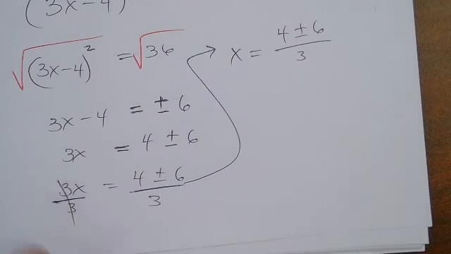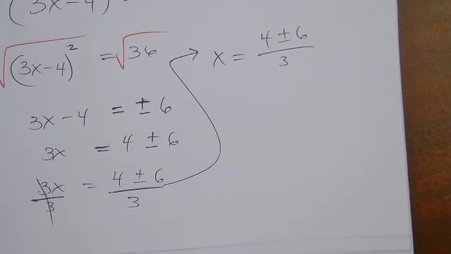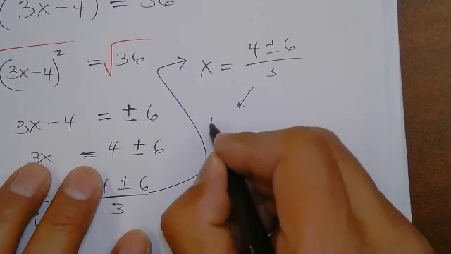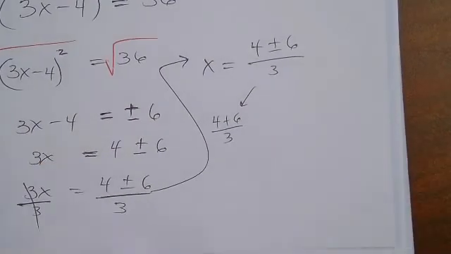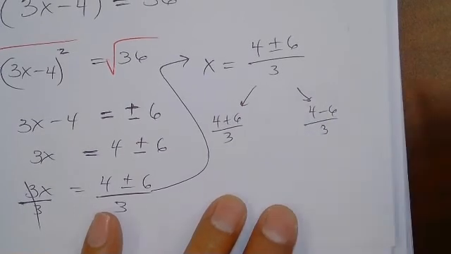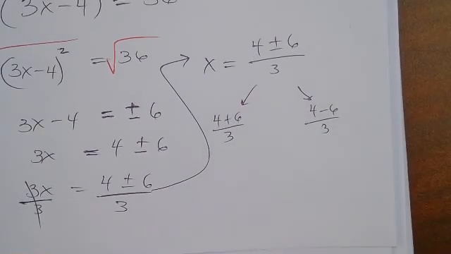X is equal to 4 plus minus 6 over 3. Everybody got that? Okay, go ahead. How do you get the two answers out of that? Well, one of them says what? 4 plus 6 divided by 3? Oh, what's the other one? 4 minus 6 divided by 3. There you go.